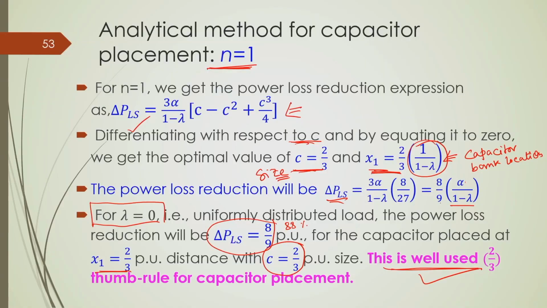So, if one capacitor bank is to be placed, they place the capacitor at 2/3 of the length of the feeder, and keep its size at 2/3 of the total reactive power demand of the feeder. With this they get the highest amount of loss reduction. If someone does not know where to place the capacitor and what its size should be, they follow this thumb rule. This is the well known 2/3 thumb rule for capacitor placement.